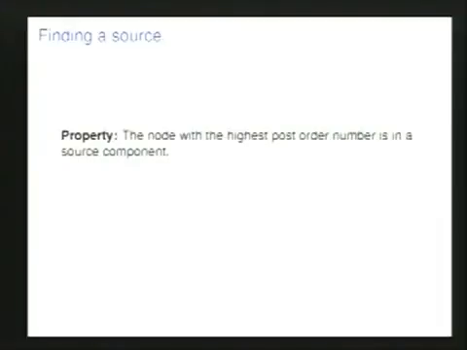So the node with the highest post order number is in a source component. Let's just think about this. Let's think about depth first search. Okay, what does depth first search do? How do we use a stack? It says the last person off the stack is in a source component. That's what it says. It's sort of the analogous thing to the DAG. The last one off the stack in a DAG is a source. But here we're proving this other property. So let's see if we could prove this property.